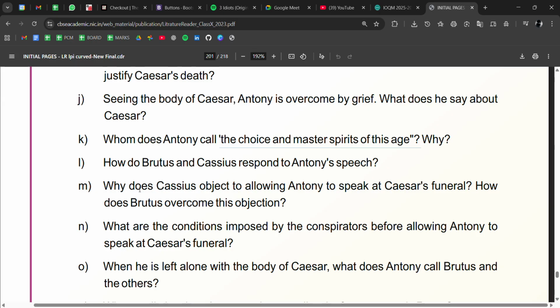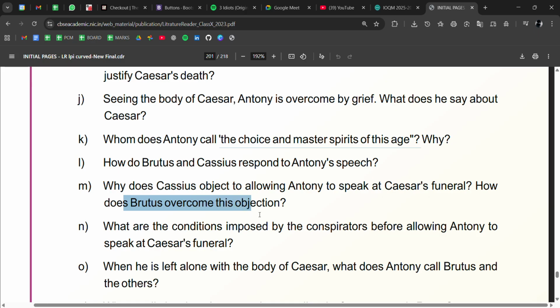Moving ahead, why does Cassius object to allowing Antony to speak at Caesar's funeral? How does Brutus overcome this objection? Cassius objects strongly because he is aware that Mark Antony is a very good orator and speaker, and he fears this will cause the conspirators a lot of problems because Antony will make the public realize that the conspirators had done wrong.